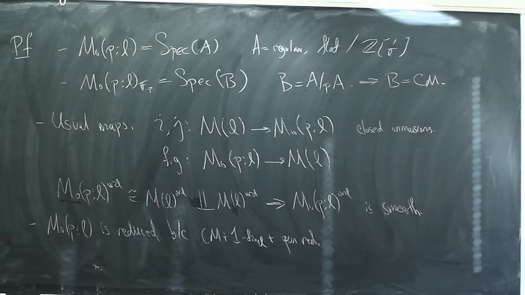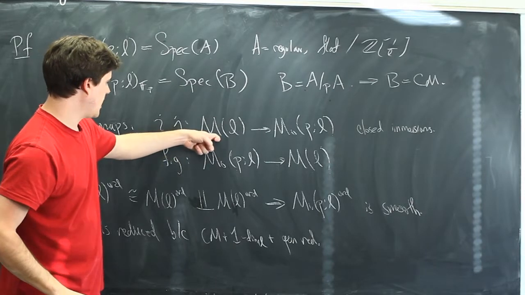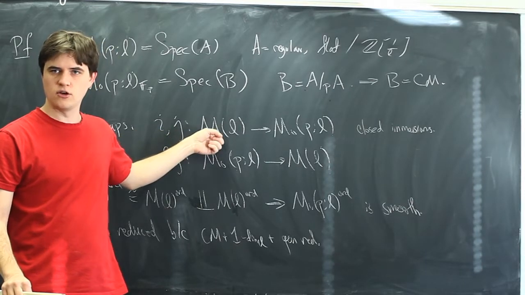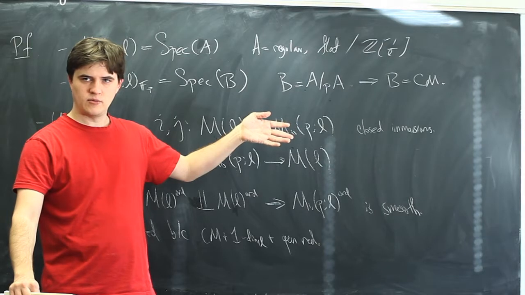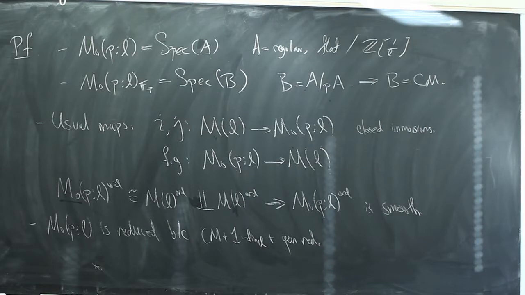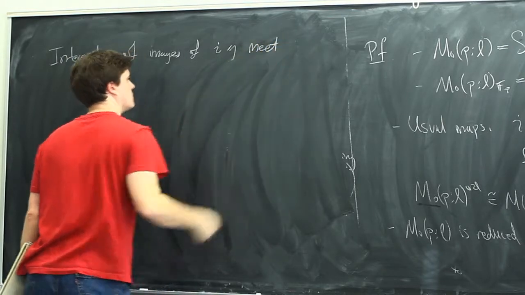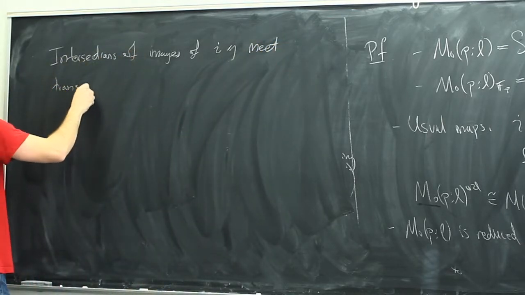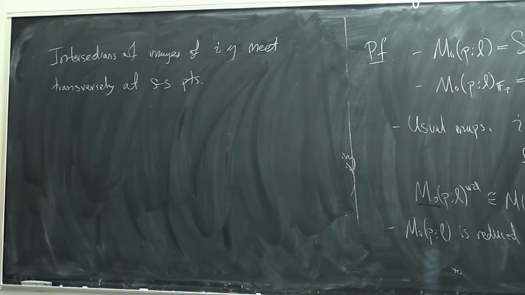Okay, and now the key point is that the maps, so you have these two copies of M of L, which, this is a smooth thing, so locally you should think of it as just looking like a line. And they're mapping into here, and they don't meet except at the supersingular points. And the key fact is that they meet transversely at the supersingular points. And the reason for that is as follows.